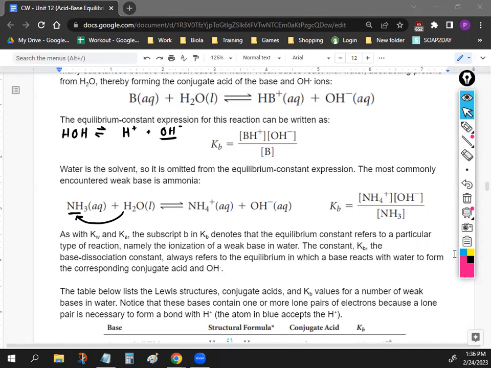Yes, that's a good way to think about it. As opposed to the acids, where you concentrate on H plus.